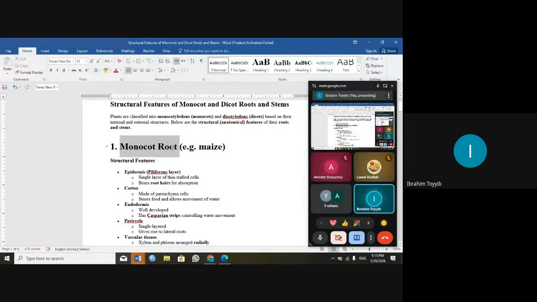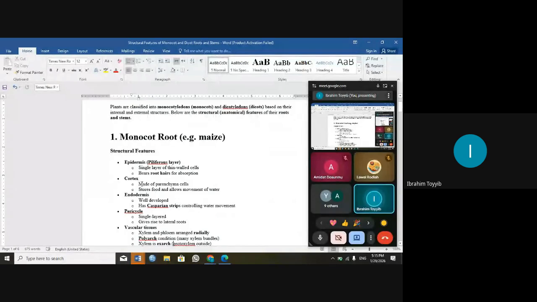That is the monocot root. It has epidermis, which is called the piliferous layer, and it bears root hairs for absorption of minerals and water. It also has cortex. Cortex is made of parenchymal cells. We are still going to look at the diagram.